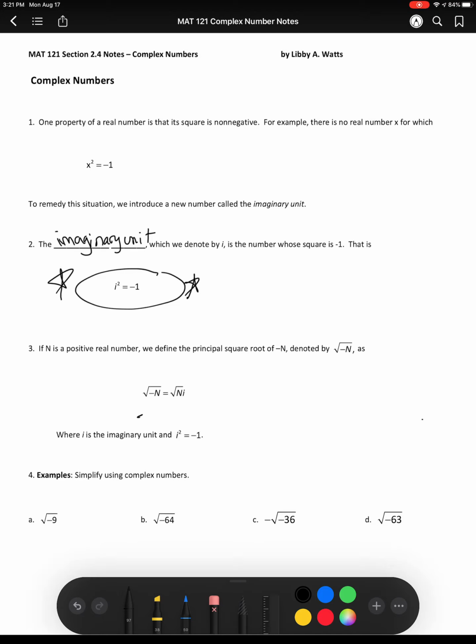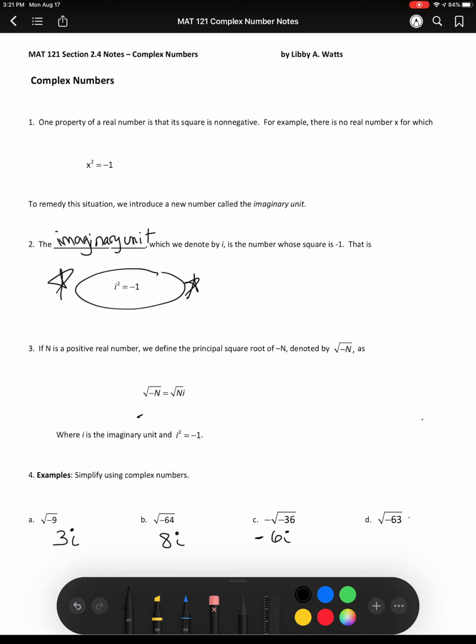All right, so if we want to do an example like number 4, part A, square root of negative 9, we can find that now because we know what the square root of 9 is. It's 3. But since we're taking the square root of negative 9, we want to just tack an i on there. Part B, the square root of negative 64, would be 8i. And C, there's a negative on the outside, so we'll keep that. And on the inside would be 6i. So negative square root of negative 36 is negative 6i.